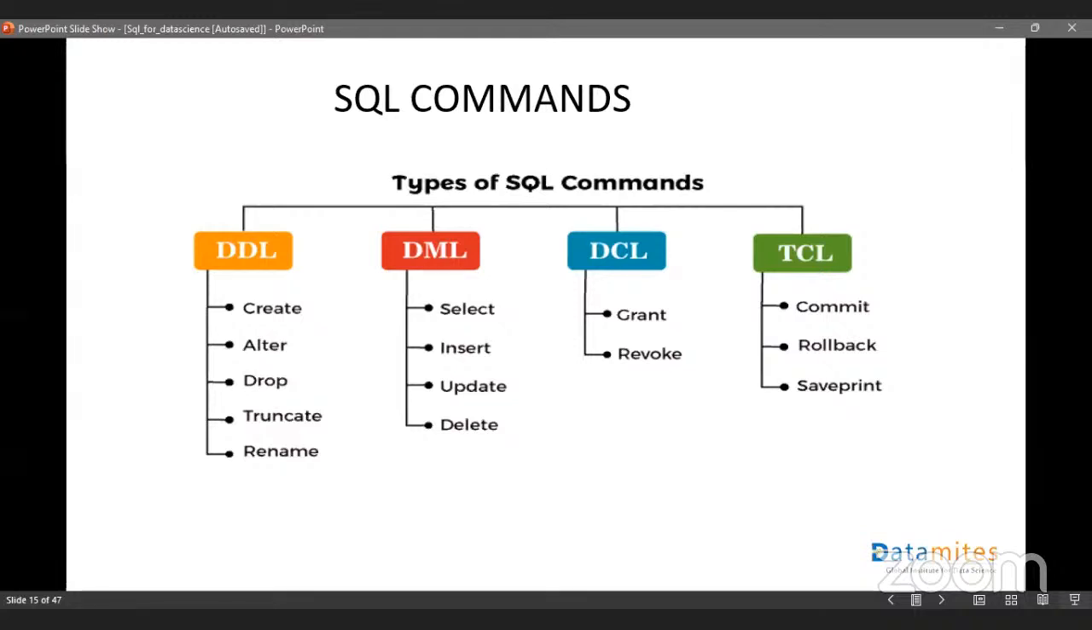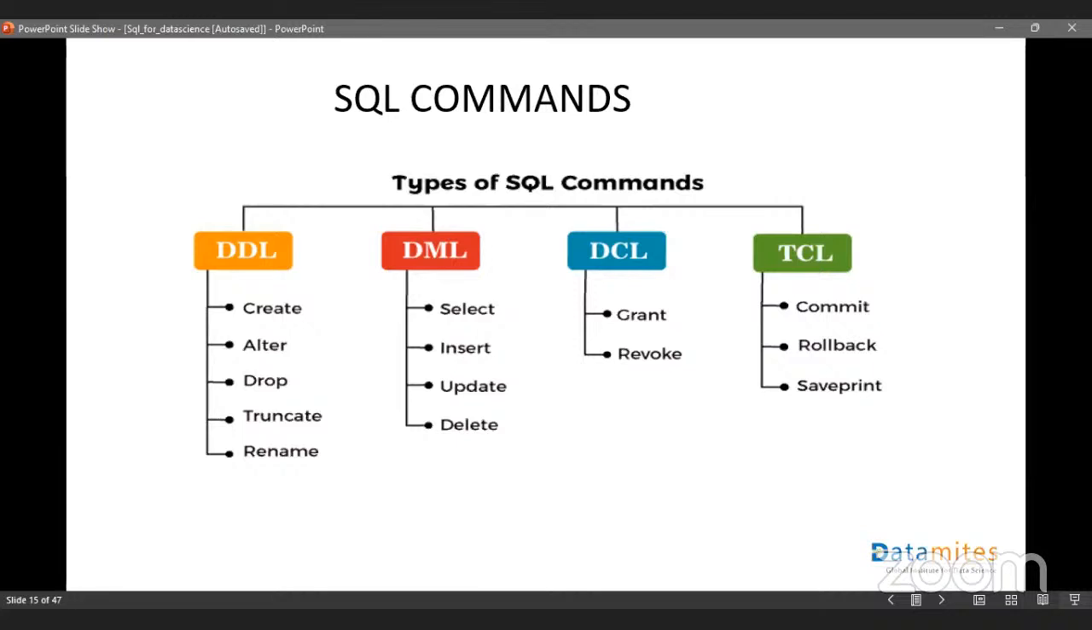DCL is data control language. We have 2 things, grant and revoke. With grant, we can set permissions: who can view, who can access, who can do something with the database. Grant gives permission to access a database. Revoke is quite the opposite of grant: whatever permission is given by grant will be removed by revoke. If I use revoke, I can remove the access that was given to the user.